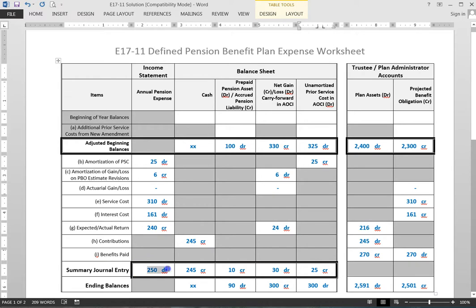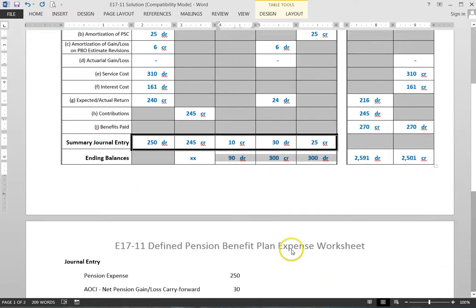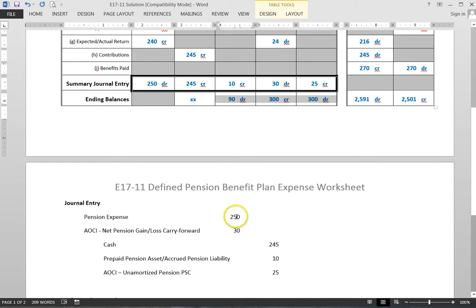Importantly, we have a $250,000 pension expense that will show up on the income statement. And then for my ending balances for the relevant pension accounts on the balance sheet, I'm going to have an asset of $90,000, and I'm going to have 2 AOCI accounts. So I'm going to scroll down here, and we can see that the journal entry is just exactly a copy and paste from what's in this line. That's what this summary journal entry is all about.